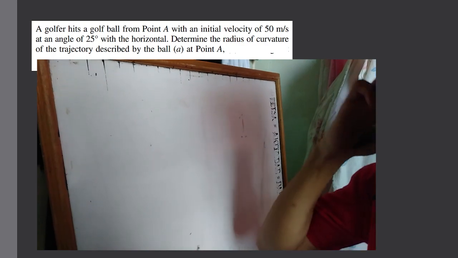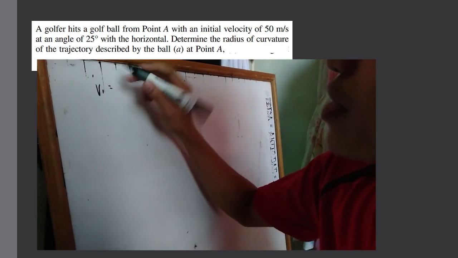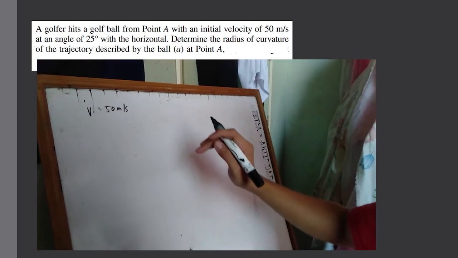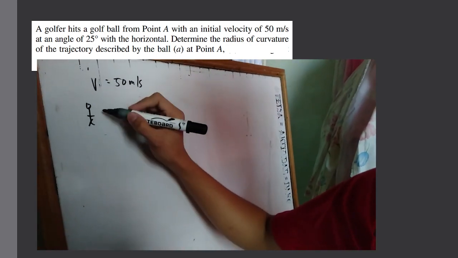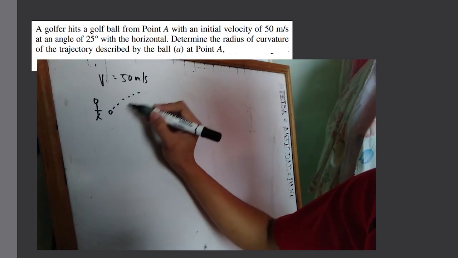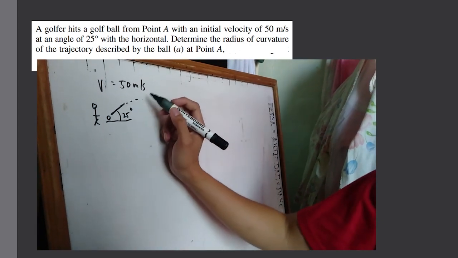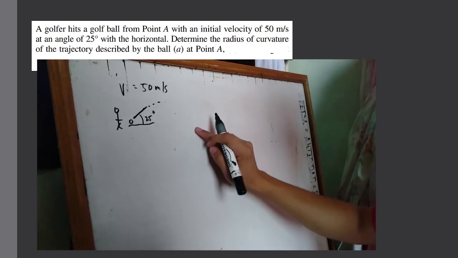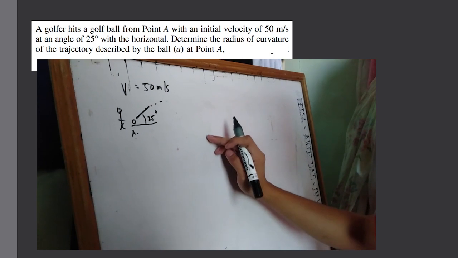The velocity is 50 meters per second, at an angle of 25 degrees to the horizontal axis. So if this is the golfer, this is the ball, this is its trajectory, and this angle is 25 degrees. Now, determine the radius of curvature of the trajectory described by the ball at point A. This is point A. And B is at the highest point of the trajectory.